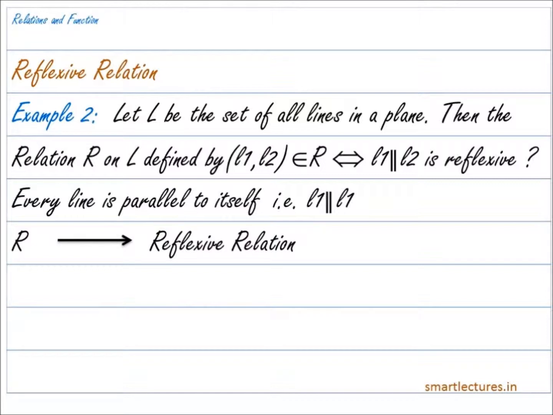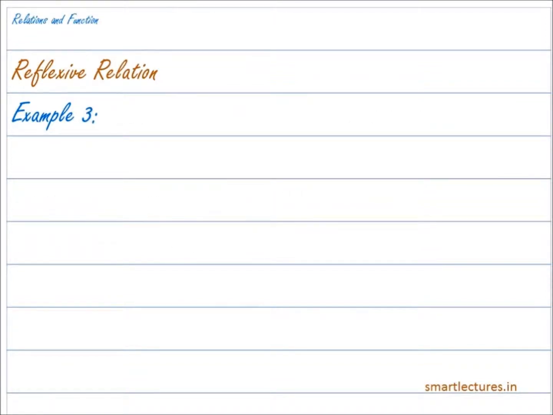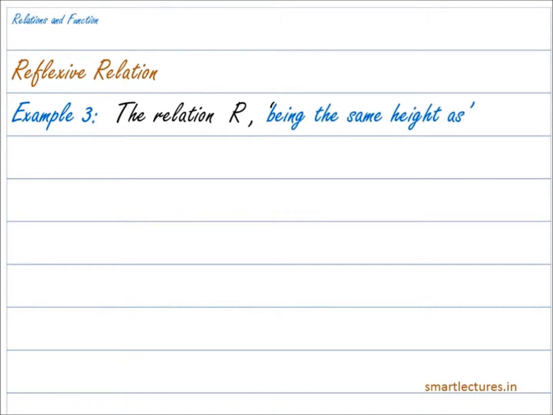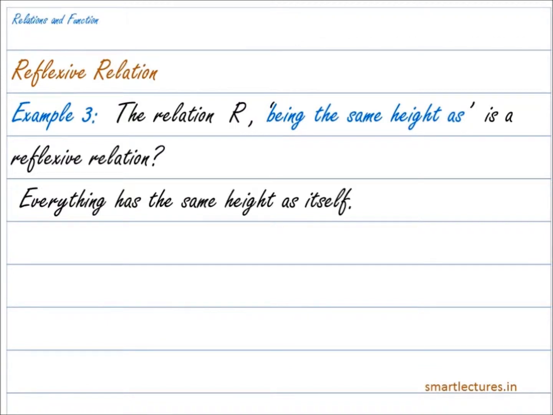Now let's try one more example. The relation R being the same height as is a reflexive relation. Now suppose we talk about anything, say a person or an object, and we say the person has got the same height as that of the person. So that is a valid universal statement. So everything has got the same height as itself. So R is a reflexive relation.